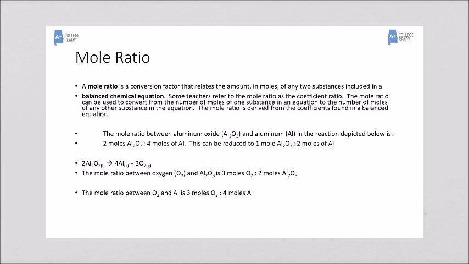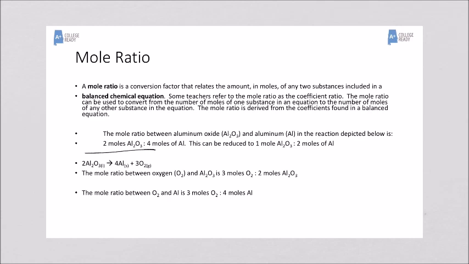Next, we need to talk about a mole ratio. A mole ratio is a conversion factor that relates the amount in moles of any 2 substances included in a balanced equation. You might hear this called the coefficient ratio. It'll allow you to convert from the number of moles of one substance to the number of moles of another substance in that equation. The mole ratio is derived from the coefficients in the balanced equation.